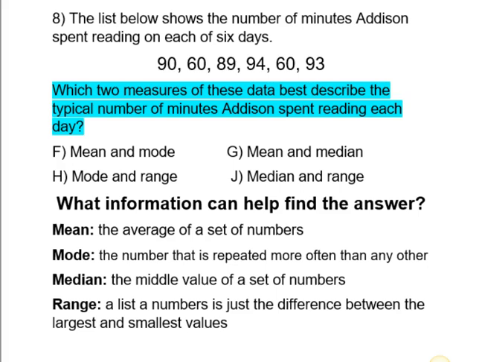What information can help us find the answer? Well, understanding the definition of each of the measures would help us. So for mean, we know that means the average of a set of numbers. Mode, the number that is repeated more often than any other. Median, the middle value of a set of numbers. Range of a list of numbers is just the difference between the largest and smallest values.